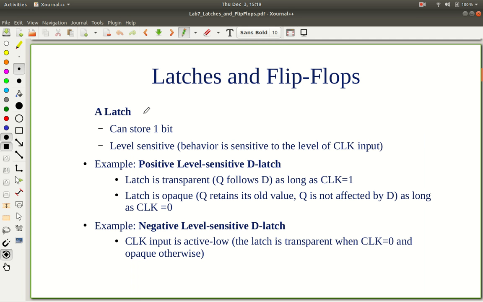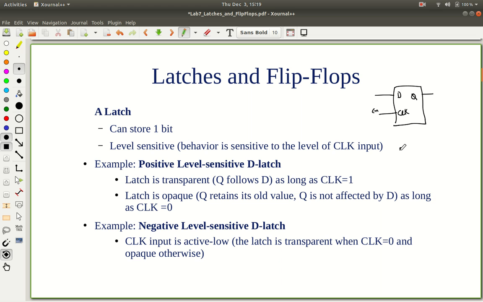So a latch is an element that can store 1 bit of data, and it is level sensitive. A typical D-Latch, for example, has the inputs D and clock, sometimes this input is also called enable, and an output Q, and it is sensitive to the level of the clock signal. So whenever the clock signal is high, Q is equal to D, and as soon as clock goes low, the older value of Q is retained. It does not change even if D changes. Such a D-Latch is called a positive level sensitive D-Latch.